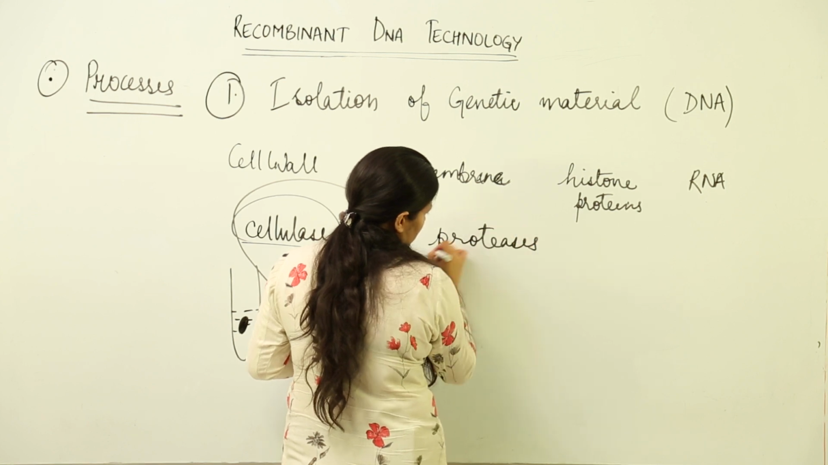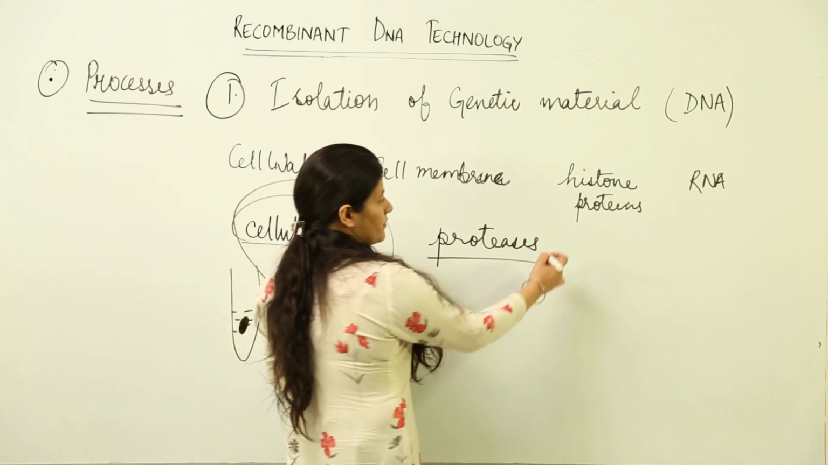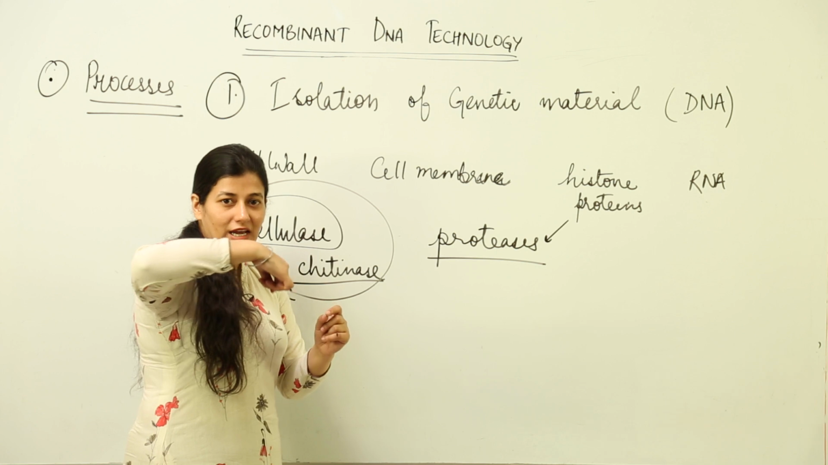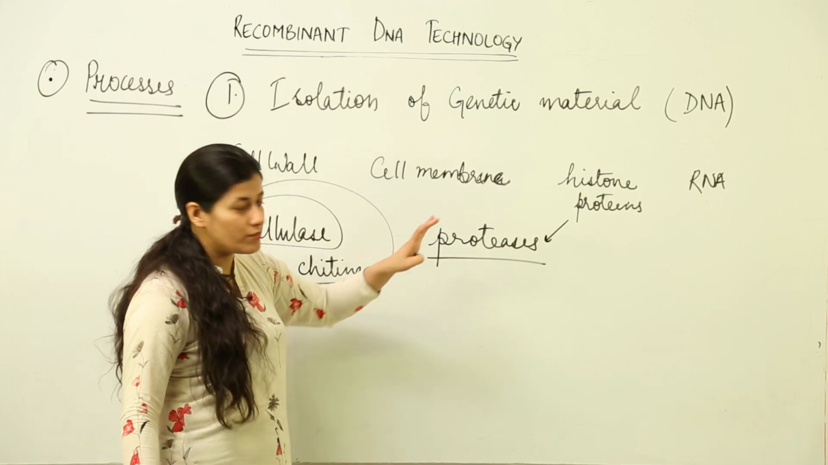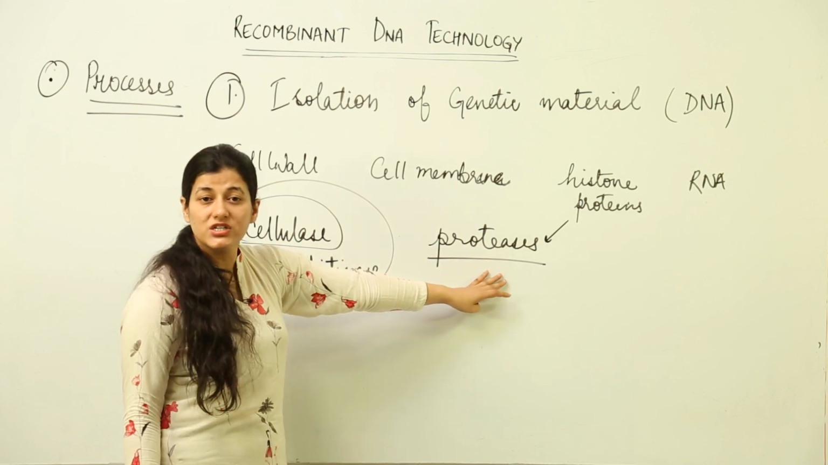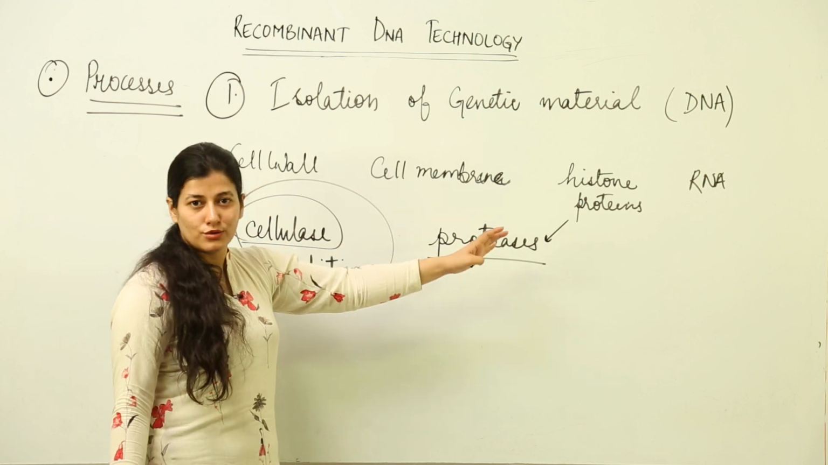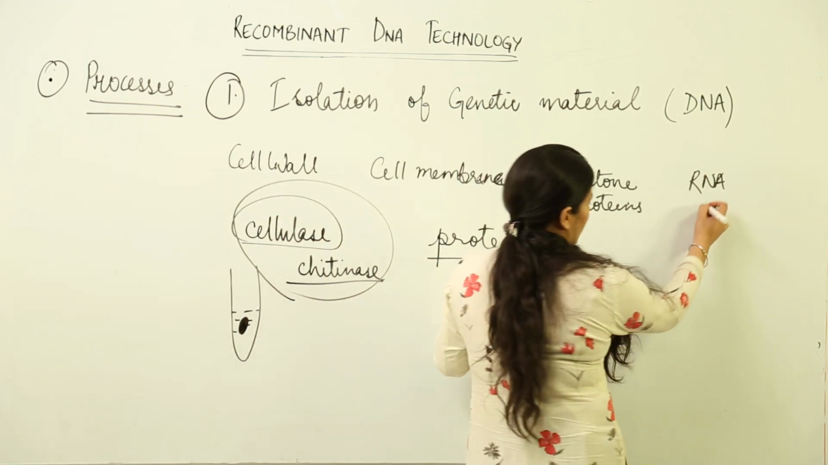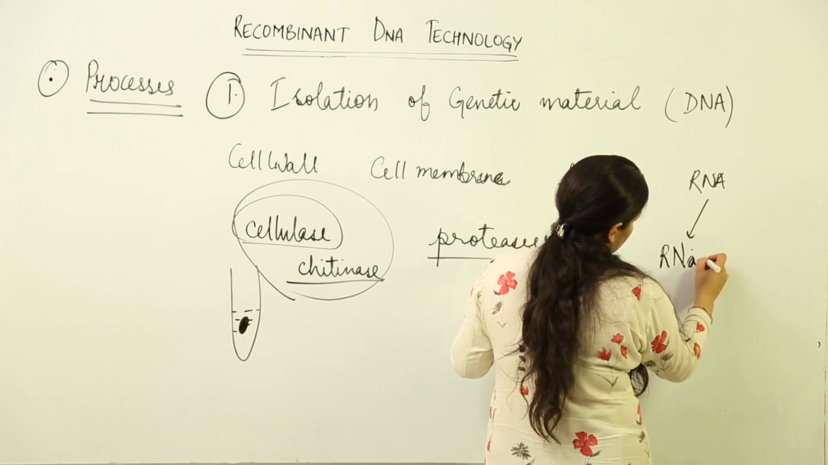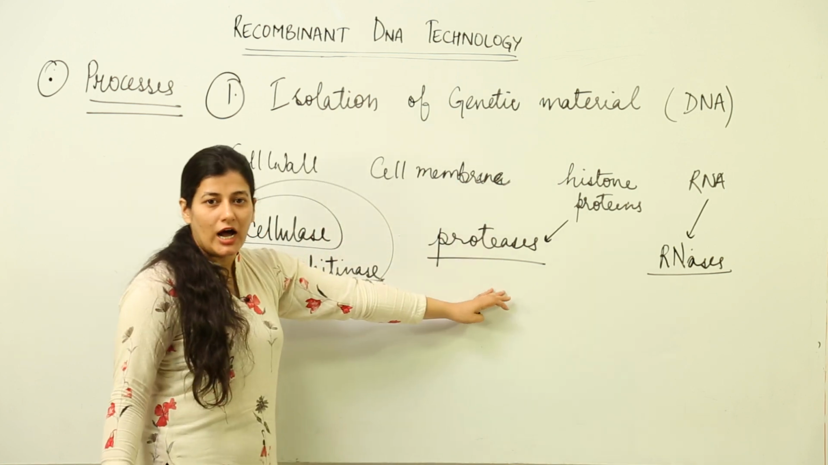Specific types of proteases would digest the cell wall as well as the cell membrane, and apart from that they would digest the histone proteins also, on which the DNA is coiled. Nucleosomes are formed by coiling of DNA over the histone, so those histone proteins would be digested by proteases. So the second stage, the second barricade, is also cleared. Then remains RNA. That RNA is to be digested using RNases, specific types of enzymes which would digest the RNAs as well.